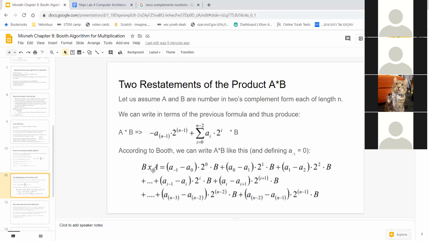So actually, all you really have to understand is the first term. A times B is essentially a set of terms, and all of them are the same. They're of a certain format. The right digit minus the left digit times 2 to the power of whatever digit I'm on times the multiplicand. And just keep doing that over and over again.